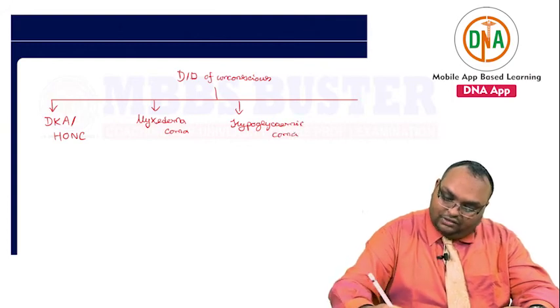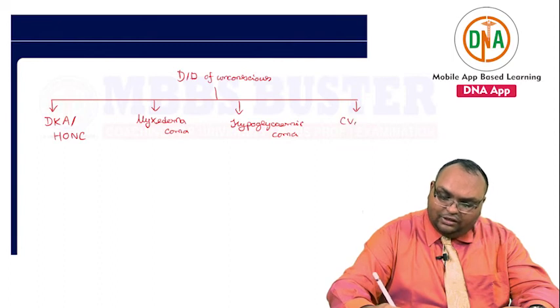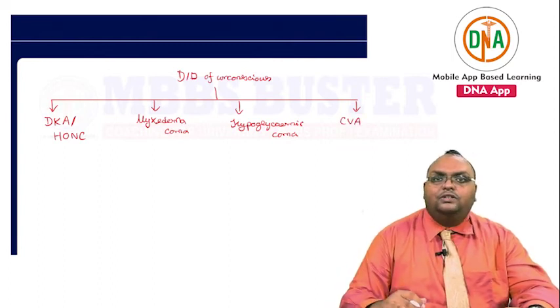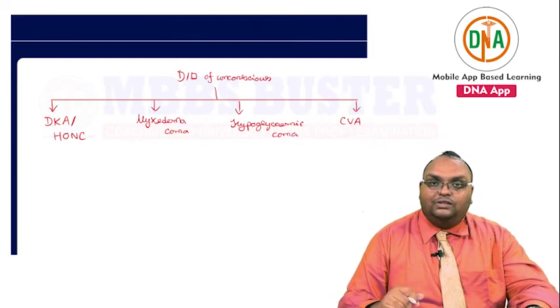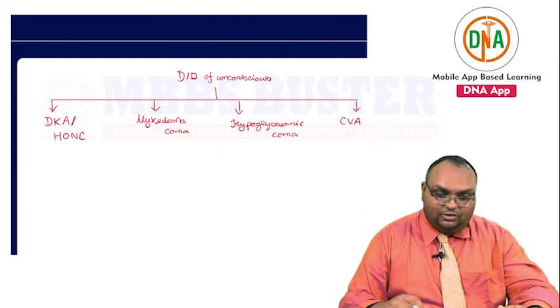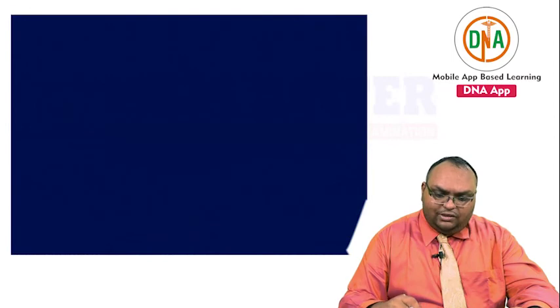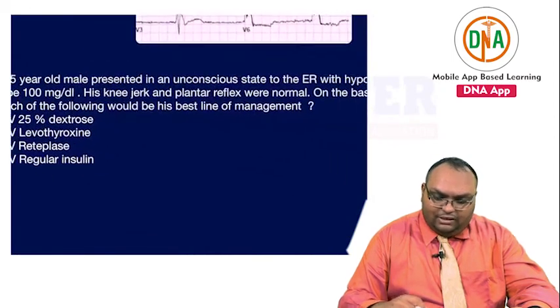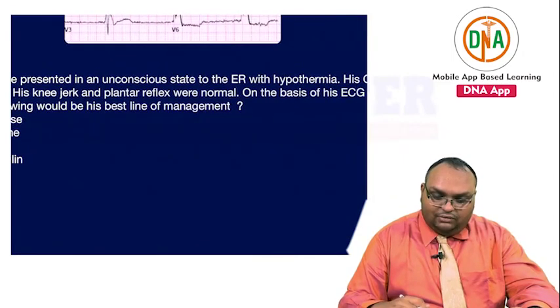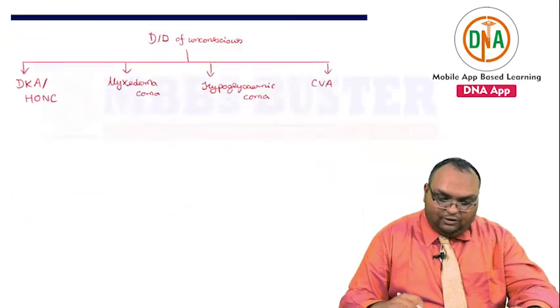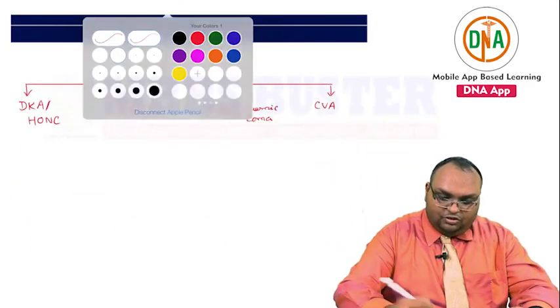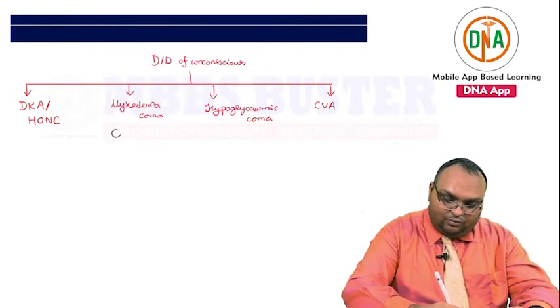It could include a CVA. It could include many others, but as of our MCQ over here, we would like to concentrate on these many situations. So let's read the question carefully now. It says that a person has been brought unconscious to the ER with hypothermia. So hypothermia goes positive definitely for myxedema coma. You know, hypothyroid people have hypothermia.